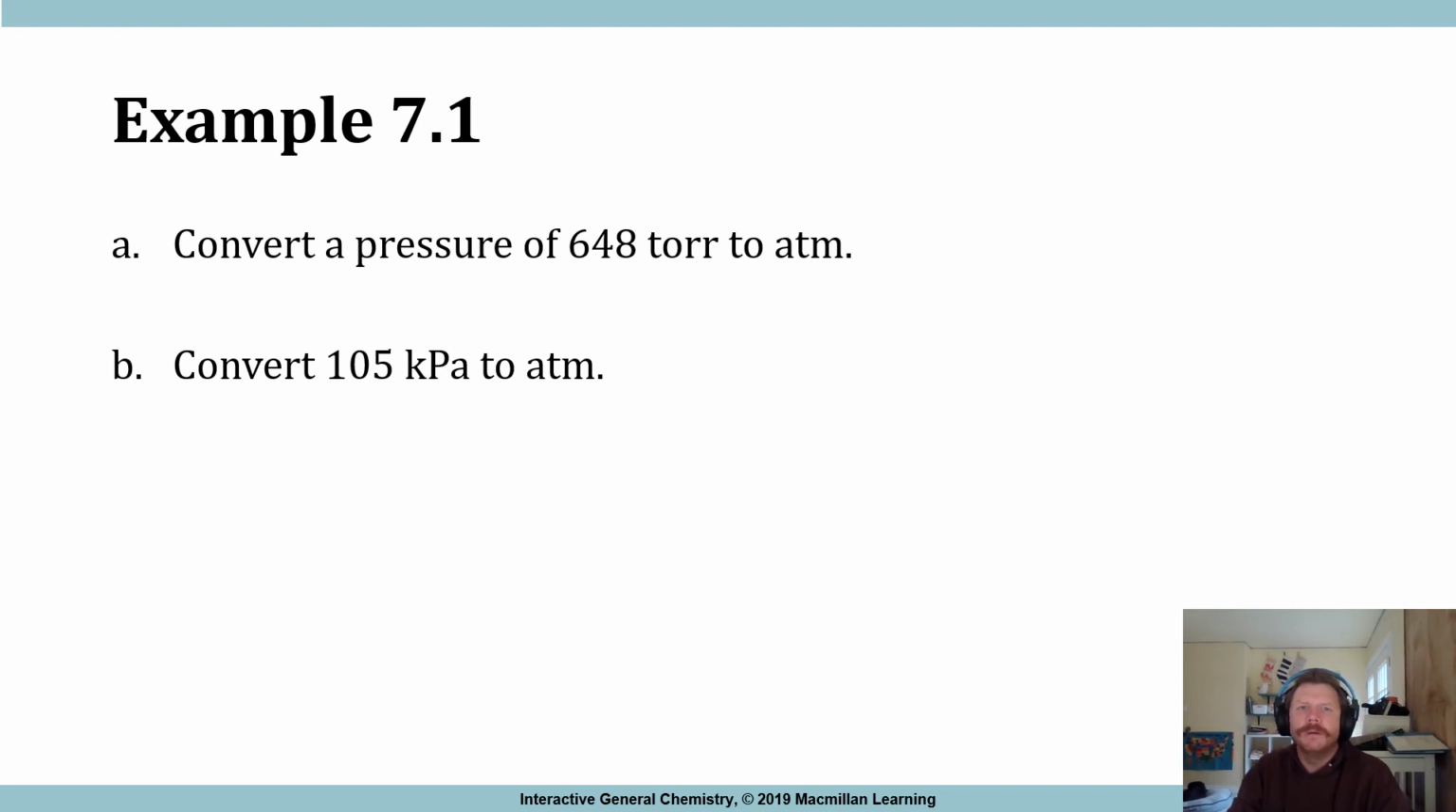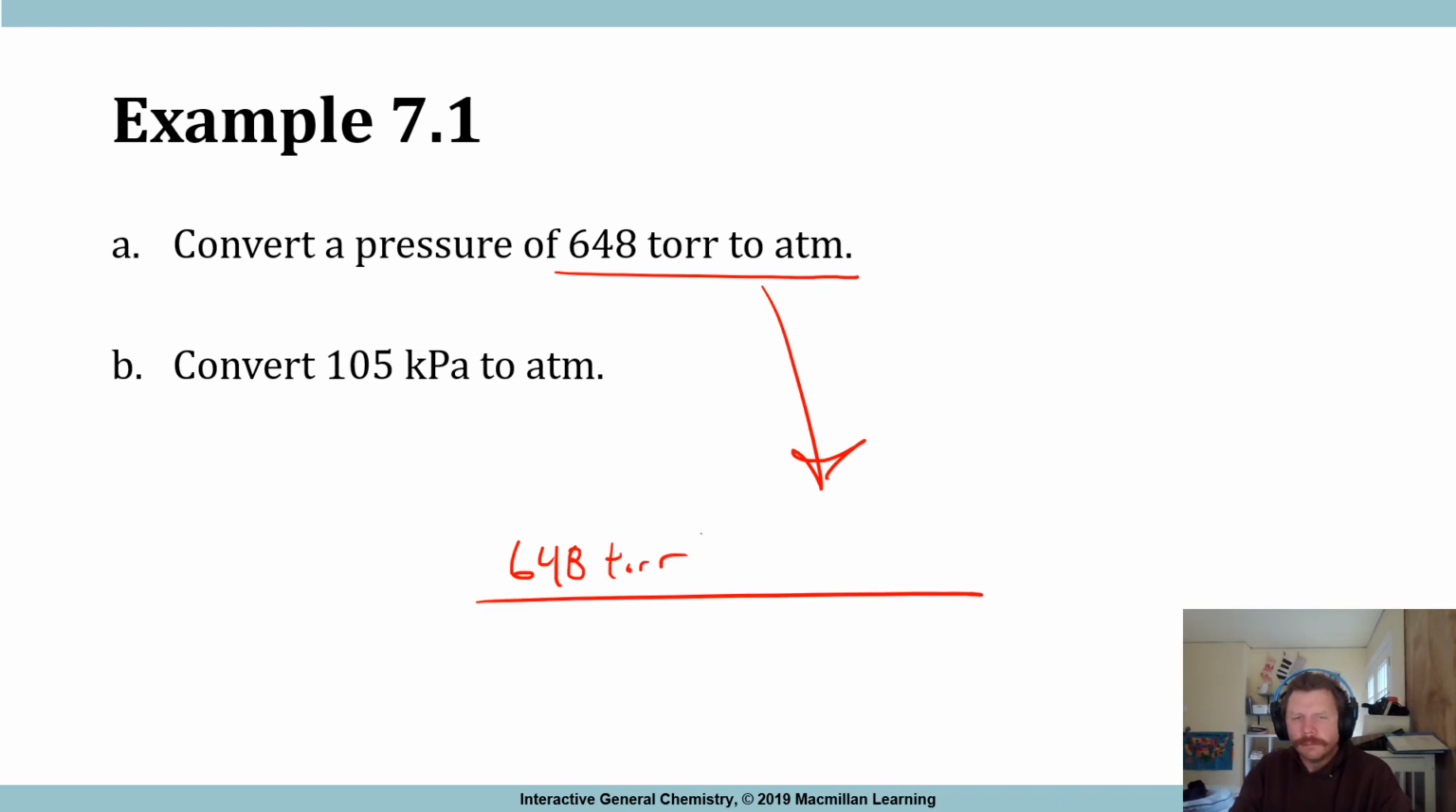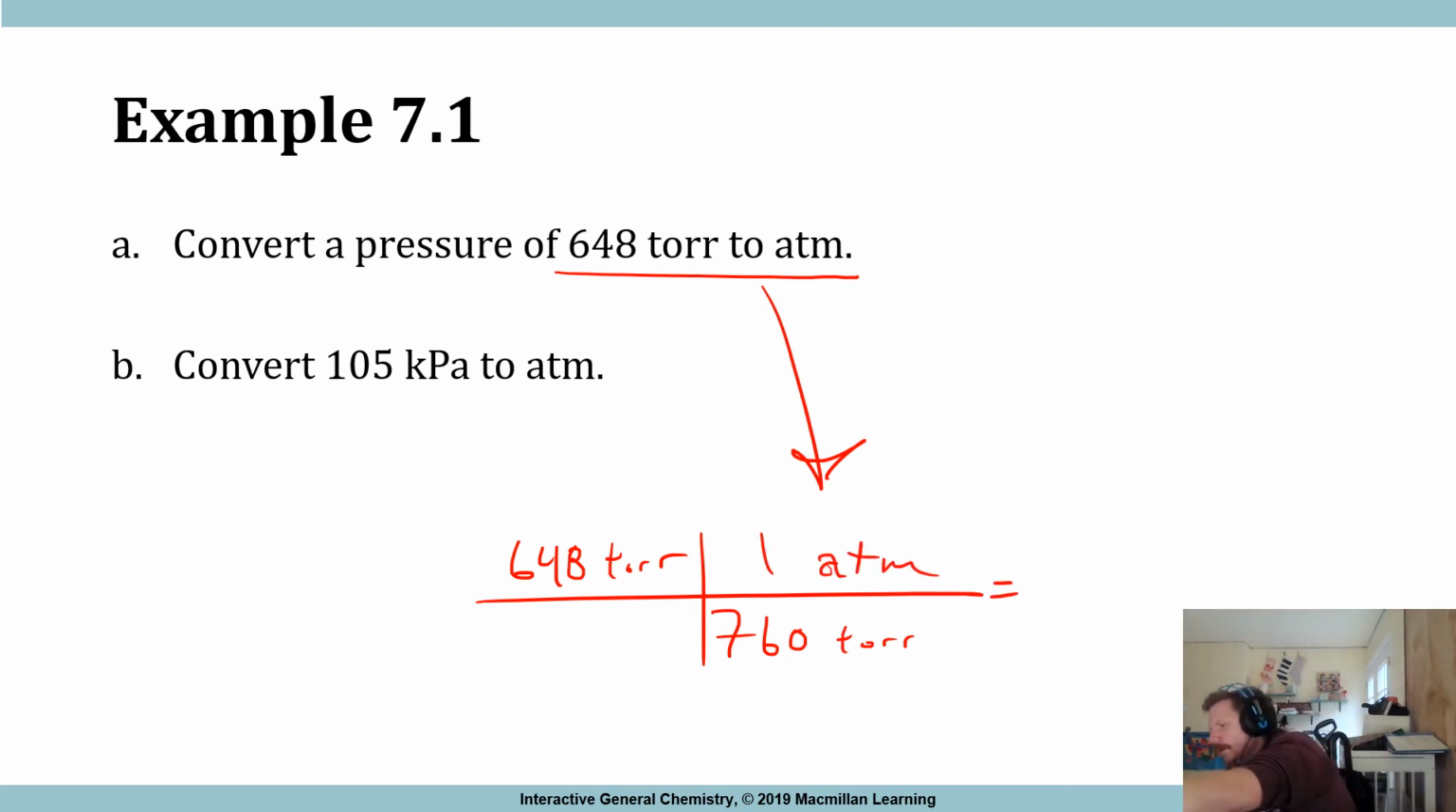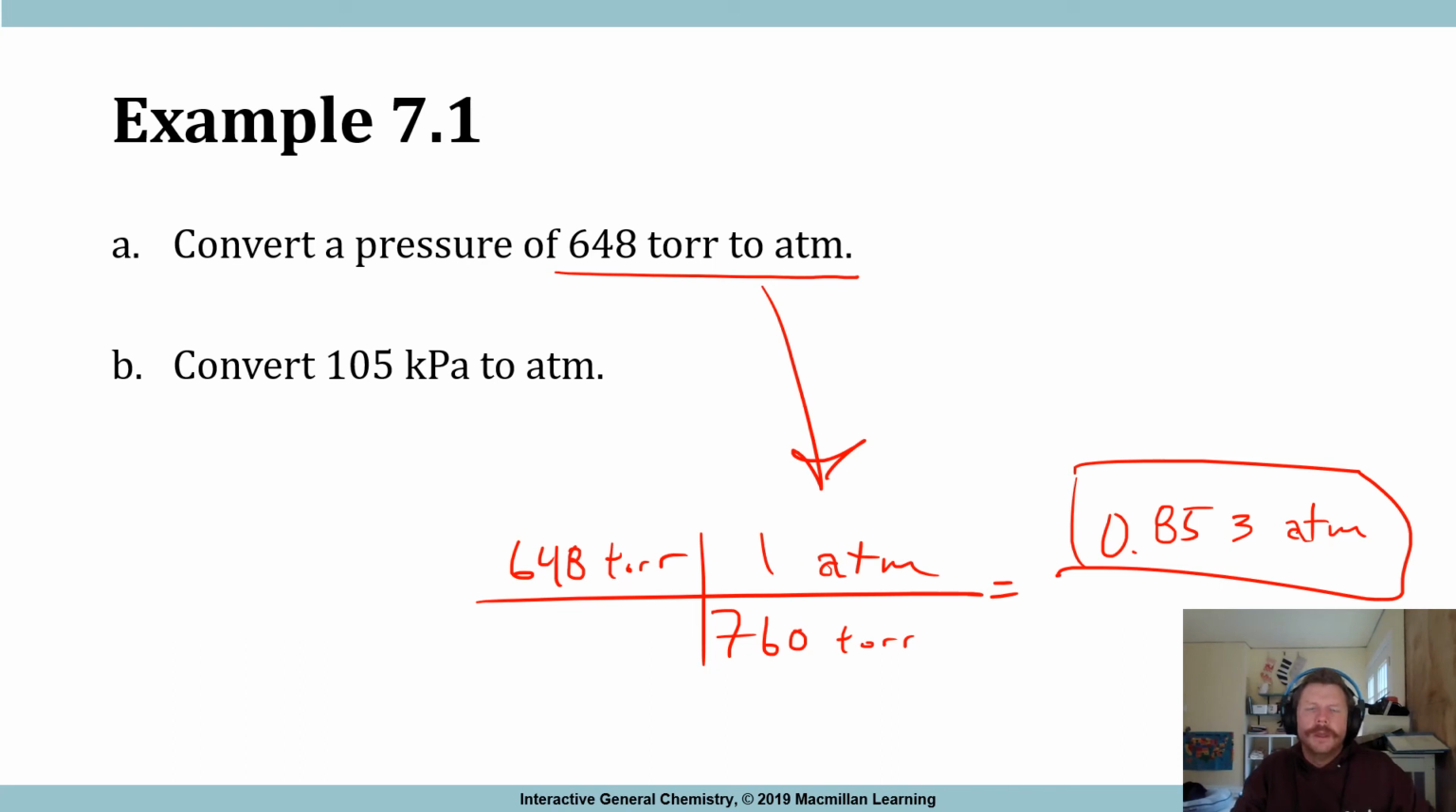Now an example: we want to be able to convert 648 torr to atmospheres. This one's pretty straightforward and easy. You've got to know that conversion. 648 torr, our conversion factor is 760 torr is 1 atmosphere. Plug that in. 648 divided by 760 equals 0.853 atmospheres. Done.